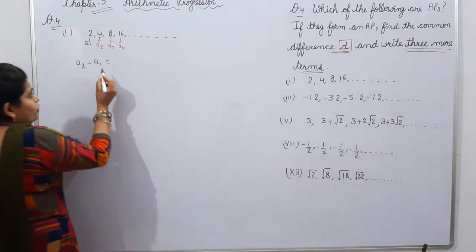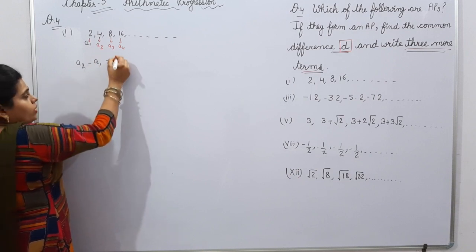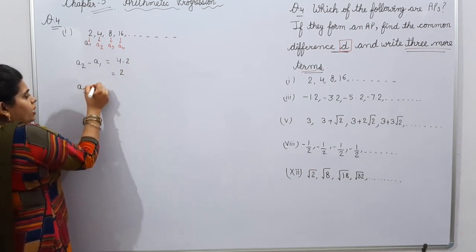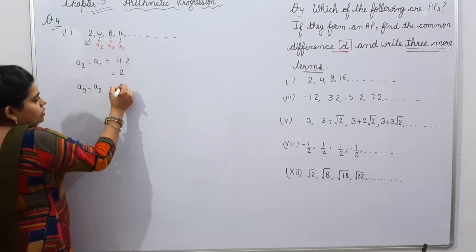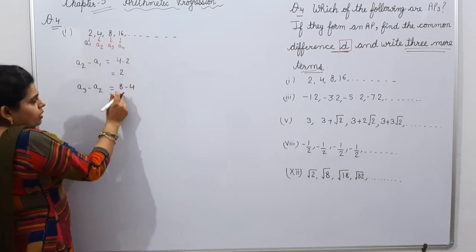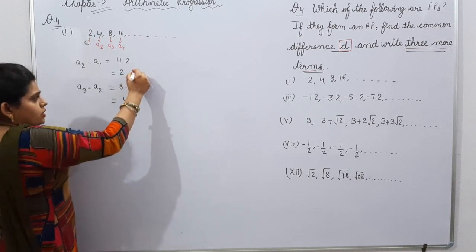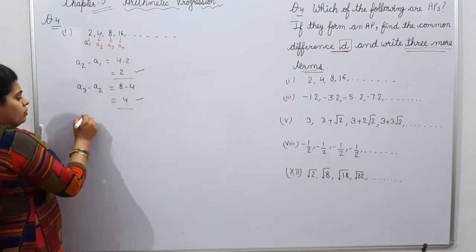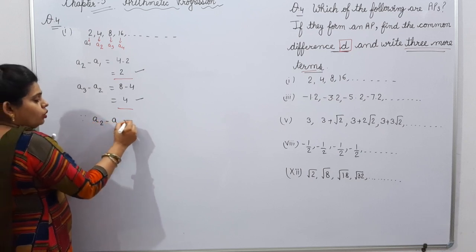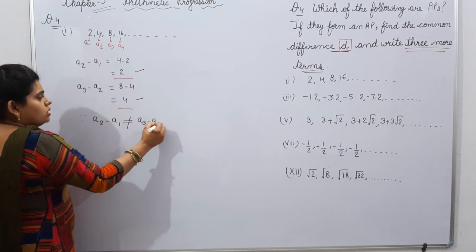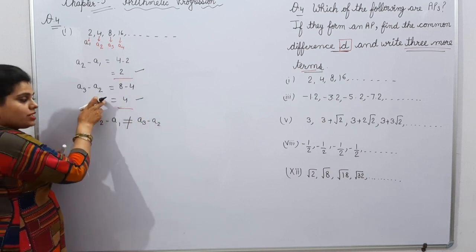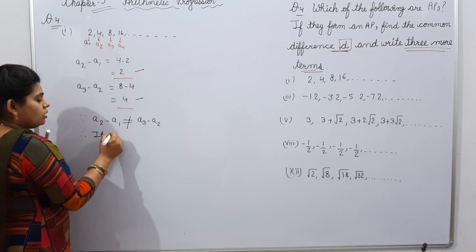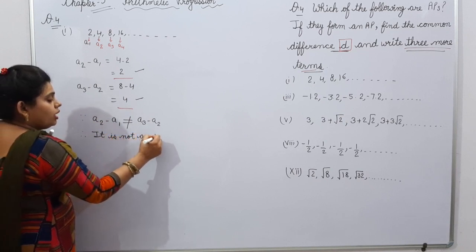So let's see. By subtracting A1 from A2, what will we get? 4 minus 2 means 2. Now A3 minus A2. A3 is 8 and A2 is 4. 8 minus 4 is 4. Is this difference the same in both cases? No. बेटा यहाँ पर ये difference same नहीं है, because A2 minus A1 is not equal to A3 minus A2. Then it will not be an AP. So we write: it is not an AP.